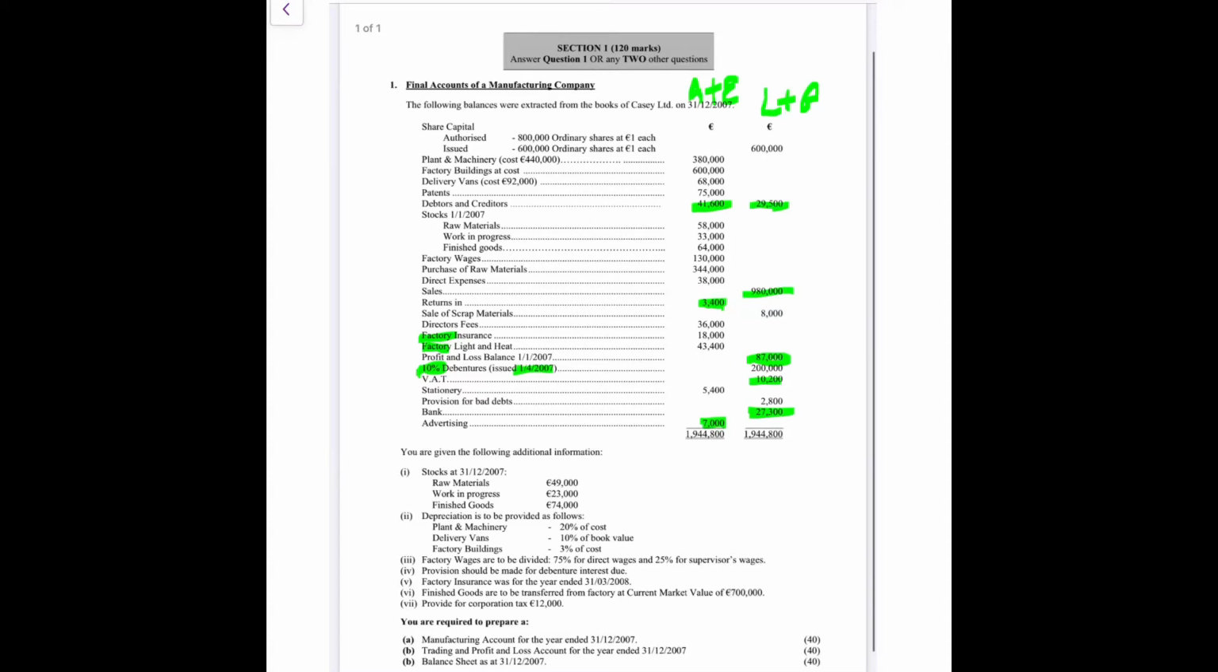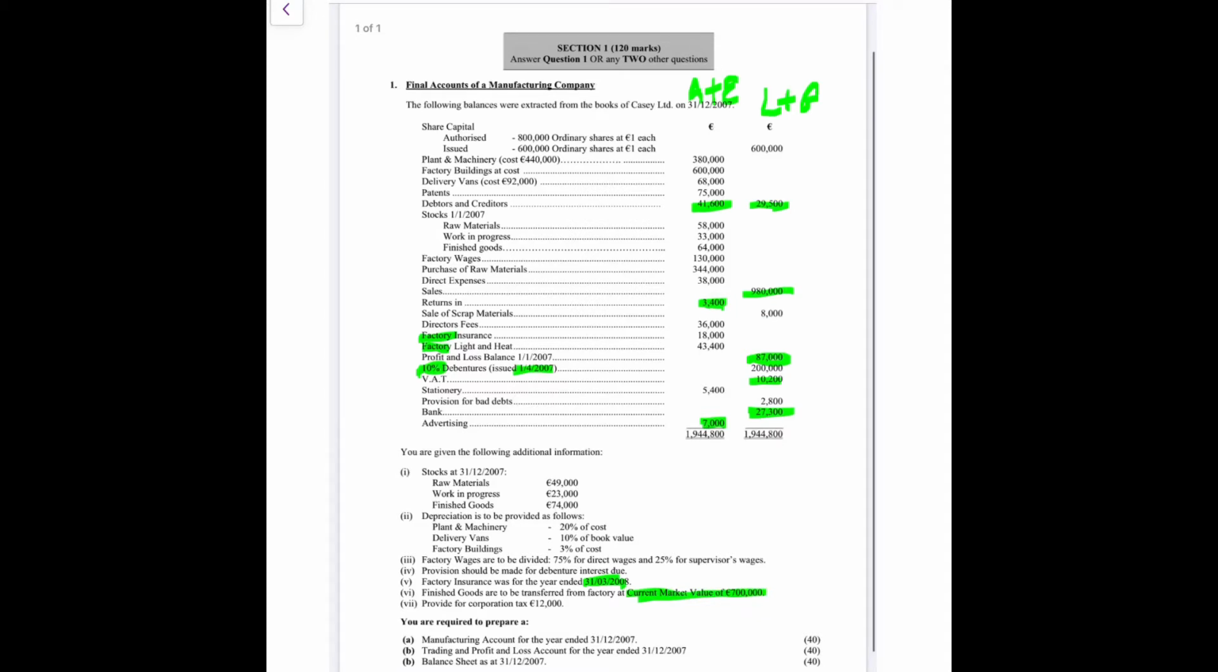So they're starting off with stock. It tells us the 3 different stock figures. Next, they ask us to depreciate the fixed assets. We've 3 different assets to depreciate: plant and machinery, delivery vans, and factory buildings. Then we've to split out the wages between direct wages and supervisors' wages. Calculate the interest for debentures. Figure out what the story is with factory insurance because it's paid up to the end of March next year. And then it tells us that our goods are transferred at current market value of 700,000. We'll see that as we go through the question. I'll explain it a bit further.